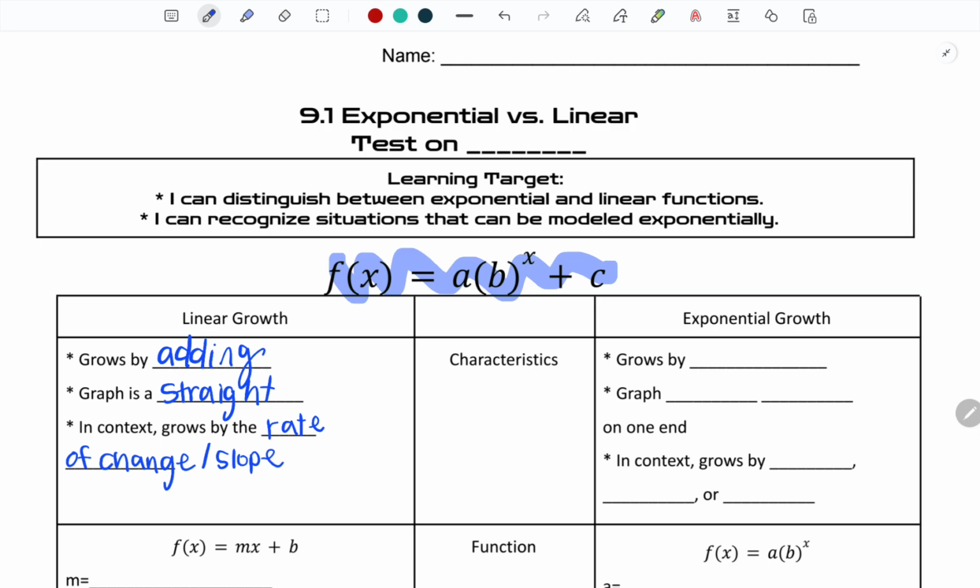Exponential, our new thing, doesn't grow by adding anymore. It grows by multiplying, which makes it grow really, really fast. So instead of it being a nice, straight, consistent line, it goes really, really slow, and then it curves upwards really fast.